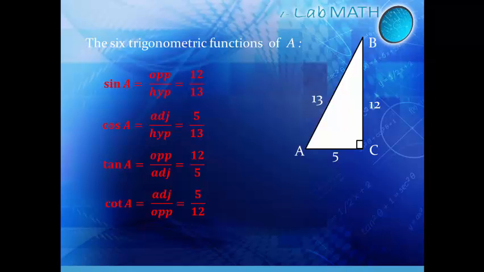Cotangent, just the reciprocal of tangent, equals 5 over 12. Secant A, reciprocal of cosine A, equals 13 over 5. Cosecant A is just the reciprocal of sine A, equals 13 over 12.